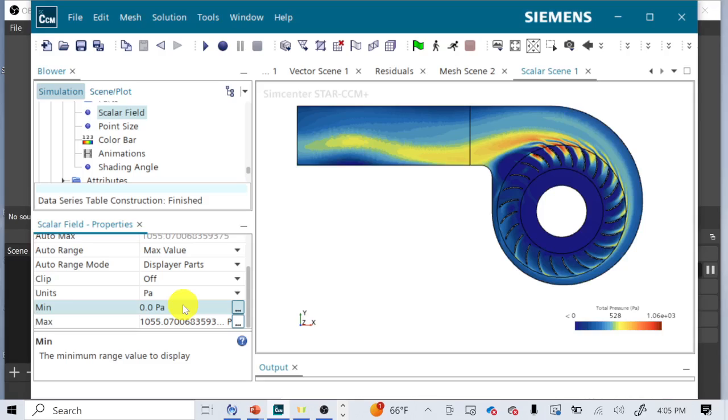It leaves with a hell of a lot more pressure than that. It leaves with on the order of 500. I mean, this is 520. So it's probably leaving with about 300 pascals extra total pressure that it didn't have coming in.